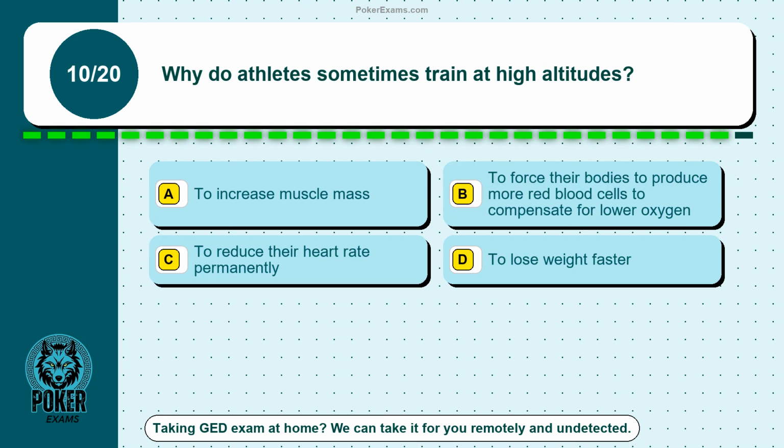Question 10. Why do athletes sometimes train at high altitudes? Option A. To increase muscle mass. Option B. To force their bodies to produce more red blood cells to compensate for lower oxygen. Option C. To reduce their heart rate permanently. Option D. To lose weight faster.